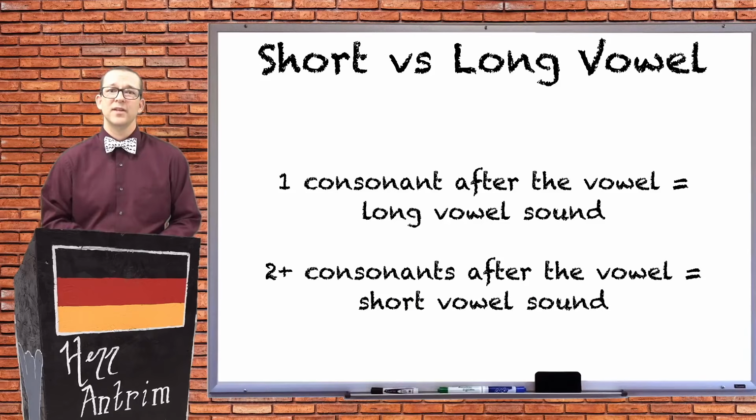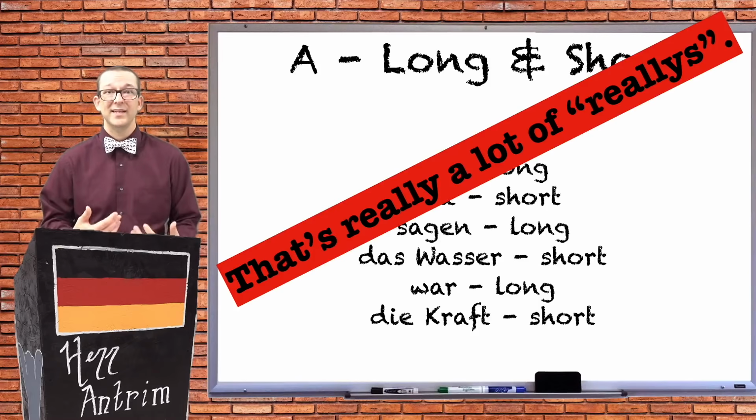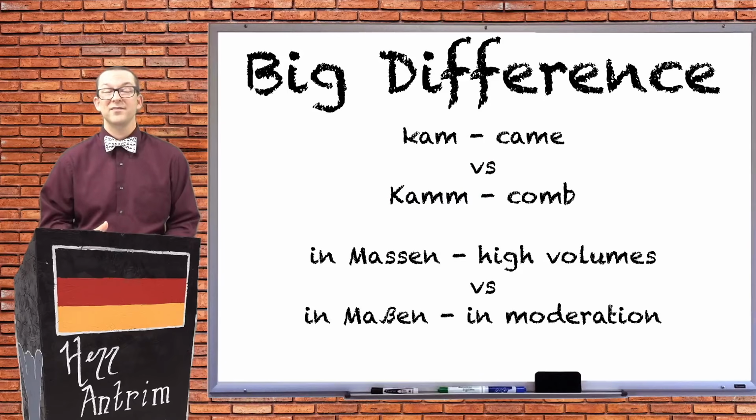For every vowel in the German language, there are two pronunciation options. With the letter A, we have short A and long A. The sound is the same for both, but the length of the sound is what's different. See if you can catch the difference in the A's in the following words. An, kalt. Sagen, Wasser. War, Kraft. The short A sound is just a burst of sound, while the long A sound is a little bit longer. Most of the time this really won't matter much, and you really can't tell the difference unless you are really paying attention. There are occasions, however, when it matters a bit more.